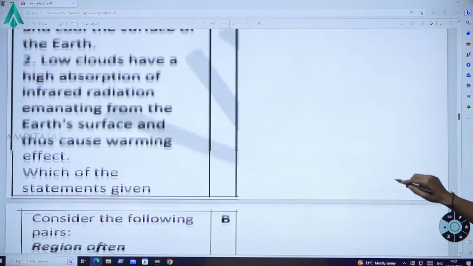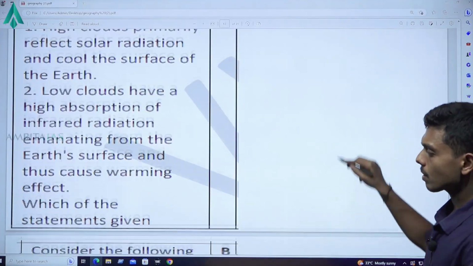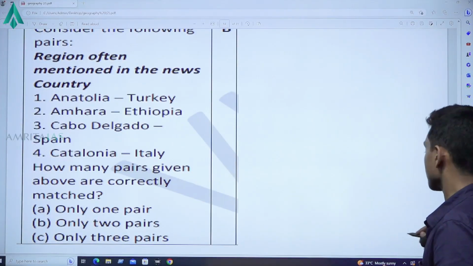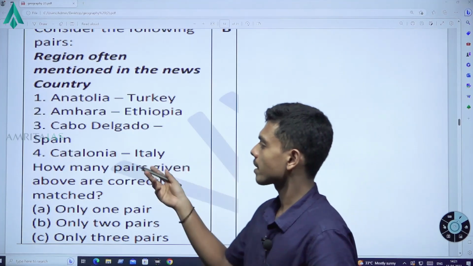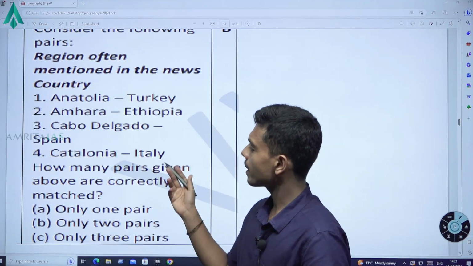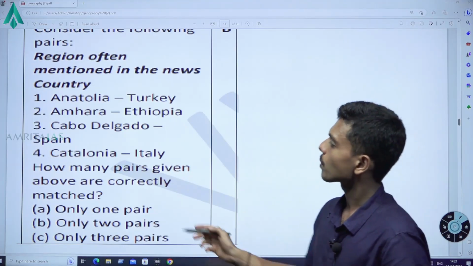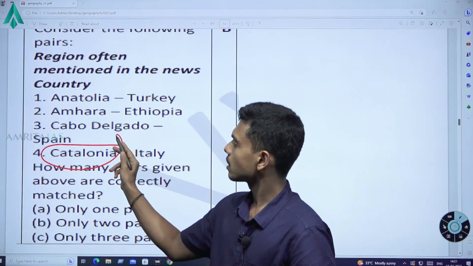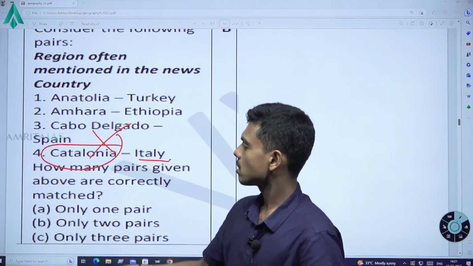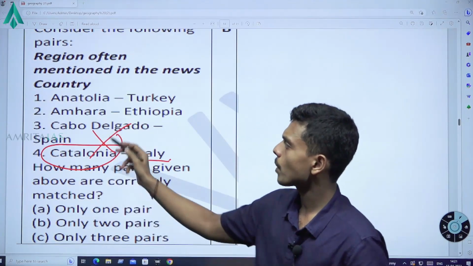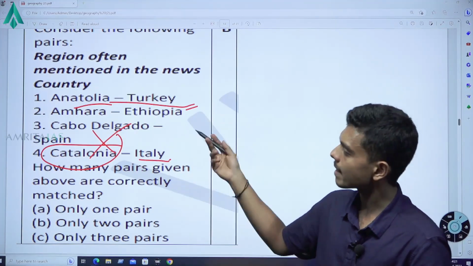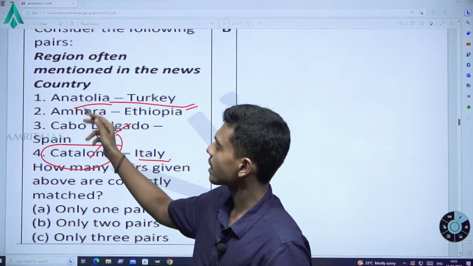So that was a purely world geography static question. So again, next question was international relations, I would say, and the geography related to it. So the world countries and the places. So if somebody had referred PYQ, Catalonia was asked earlier, and you know it's not in Italy, it's in Spain. That means these two are anyway wrong. So if you know Anatolia is in Turkey and Amara is in Ethiopia, you would have got the answer. So basically next year, this year they can ask with any of these in the options.